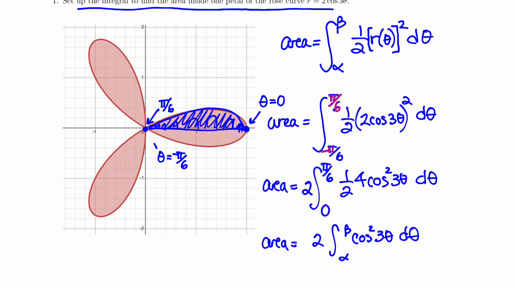You could also choose pi over 6 to, what did we do? Pi over 2, I think it was. I think it was pi over 6 to pi over 2 at the beginning of class. Pi over 2 to 5 pi over 6. You could also choose one of those. But I did want to show you those are your limits.